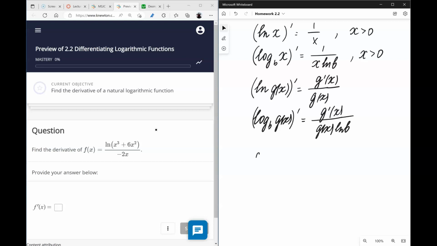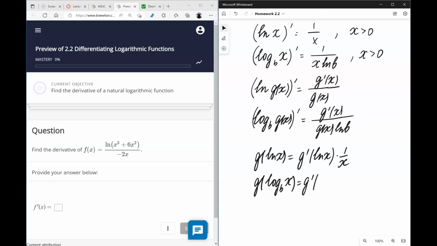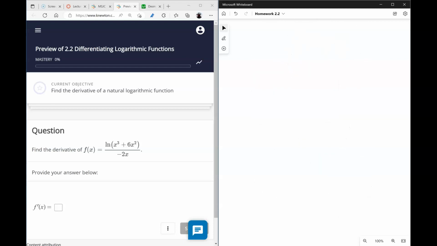Now, when we have a composition of g and ln x, it's going to be the derivative of g with ln x in it times 1 over x. And if we have g of log of x base b, it's going to be g prime of log of x base b times 1 over x ln b. So these are the rules, and let's start applying them.